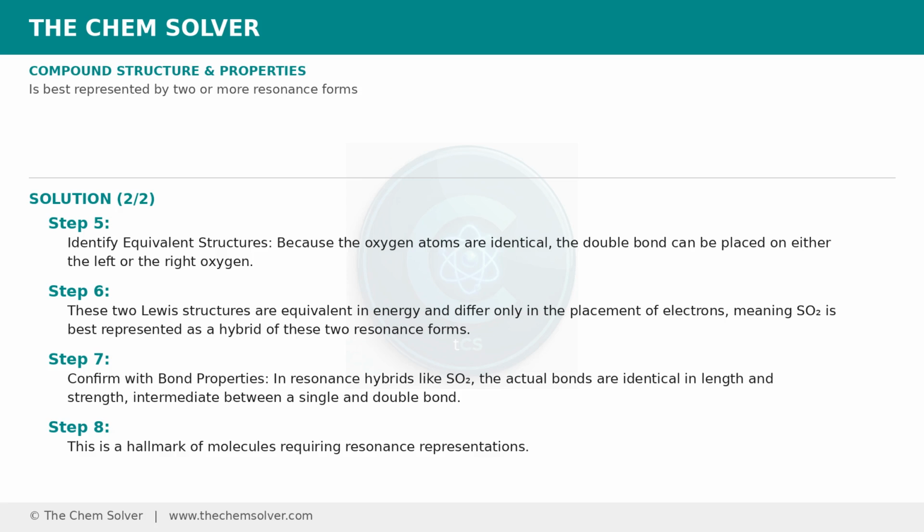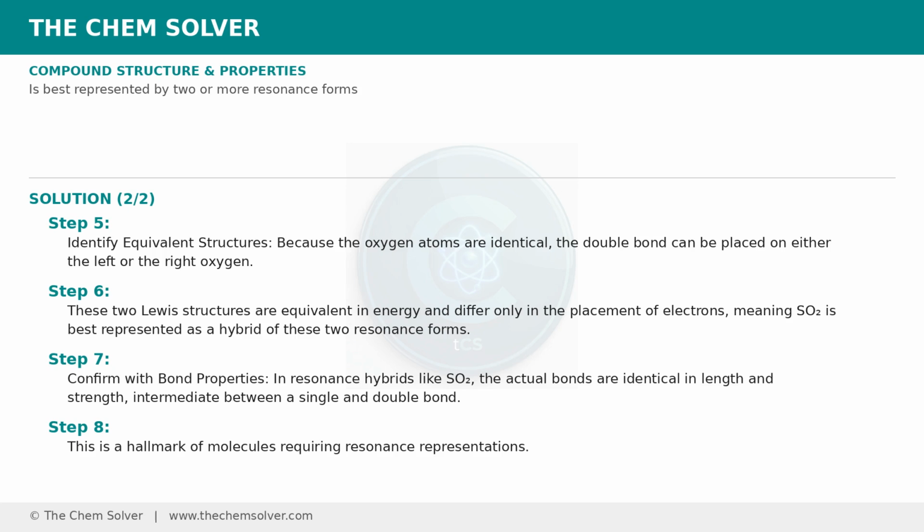Identify equivalent structures. Because the oxygen atoms are identical, the double bond can be placed on either the left or the right oxygen. These 2 Lewis structures are equivalent in energy and differ only in the placement of electrons, meaning SO2 is best represented as a hybrid of these 2 resonance forms.